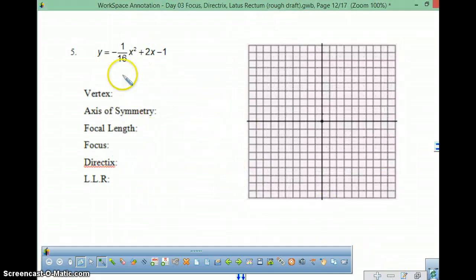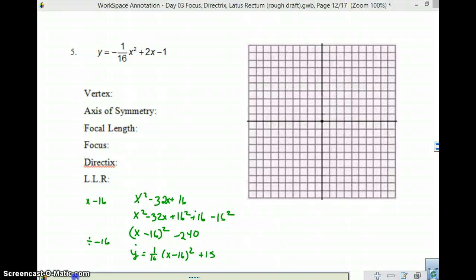Got 3 minutes left on my recording, so let me try one more problem. First, I have to put this into vertex form. Okay? So I'm going to pause it, put it into vertex form, and then you can check and see if you got it.